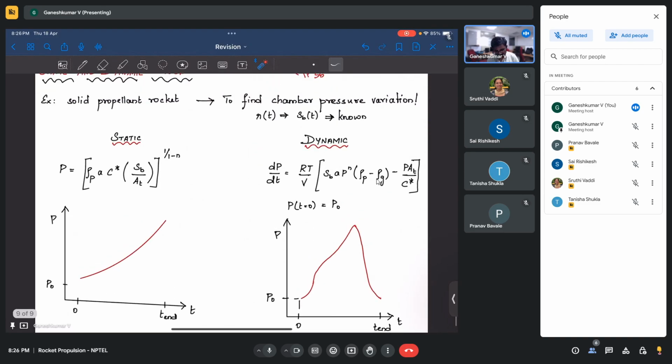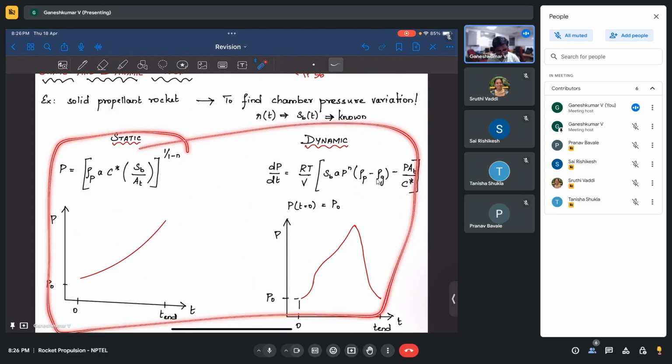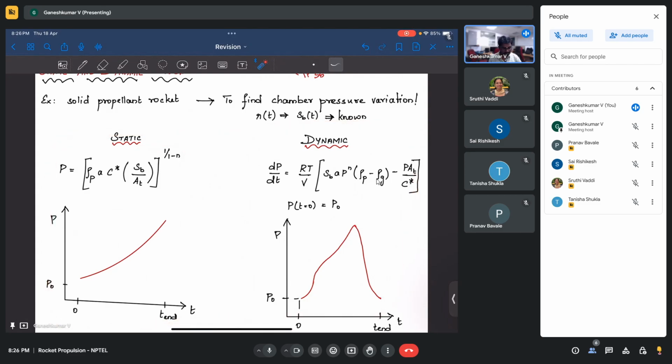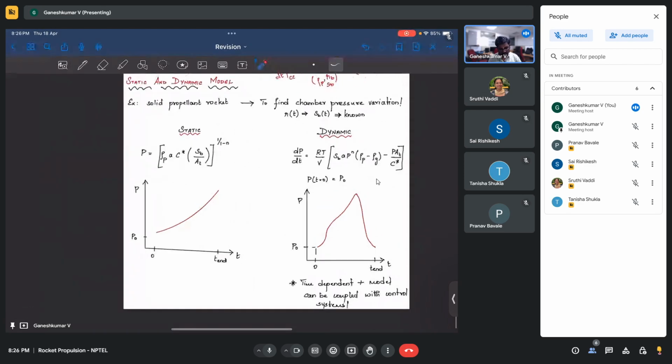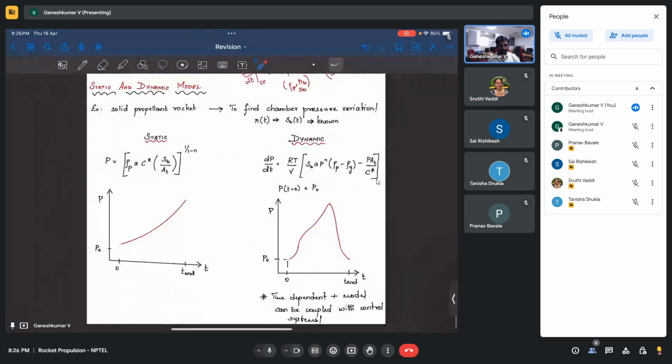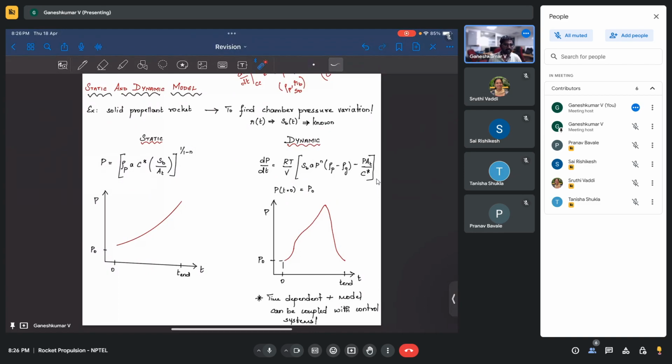This is just a simple example to show you the basic difference between static and dynamic models. The more advanced control systems we will include is what the professor was explaining in the lecture. So, is this clear? I think Shruti asked the question. Yes, sir. Okay.